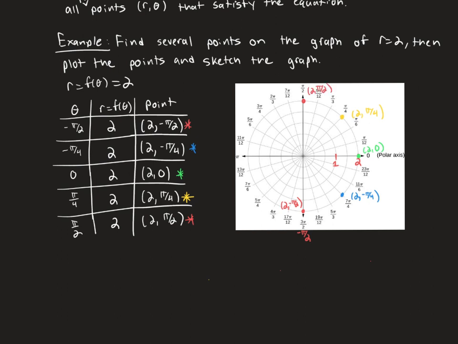Now we can see that all of our points have an r value of 2, and the angles can be whatever. Now in black, I'm going to connect the dots, and this is just the equation for a circle of radius 2. These are all of the points that have an r value of 2. Okay, let's do another example.